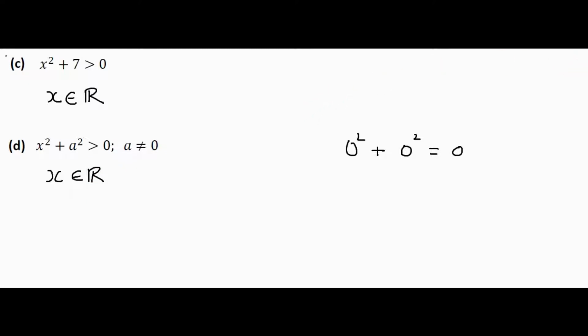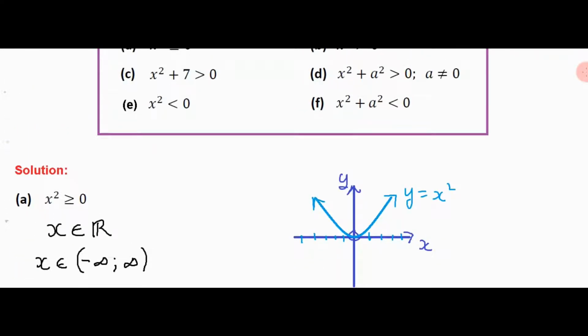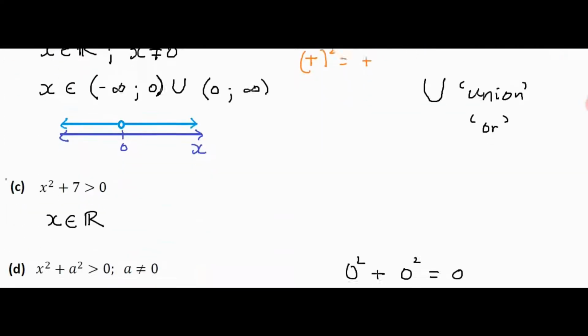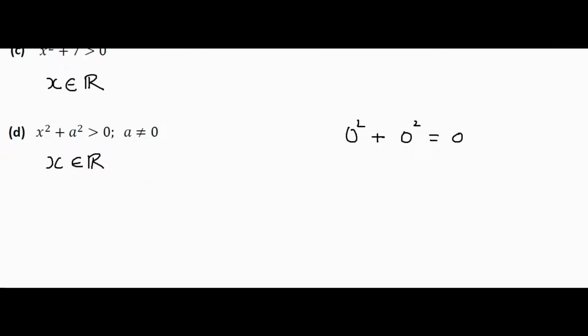Let's look at E. We have x squared strictly less than 0. So we're looking for real numbers such that when we square them, the answer is less than 0 or negative. Now, no real number squared will ever give a negative answer. So in this case, there's no solution to this inequality. So no solution.